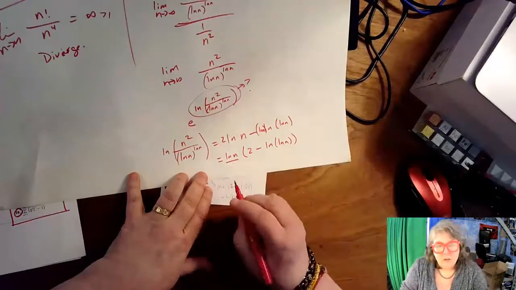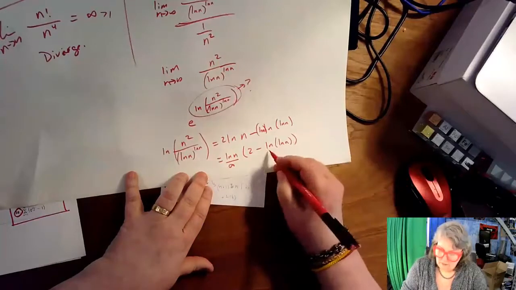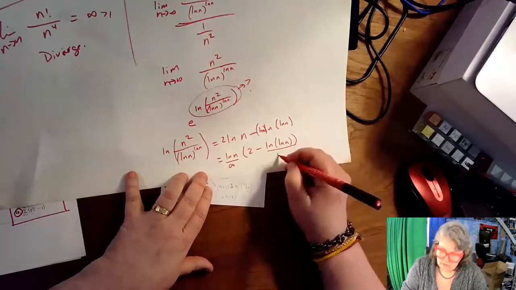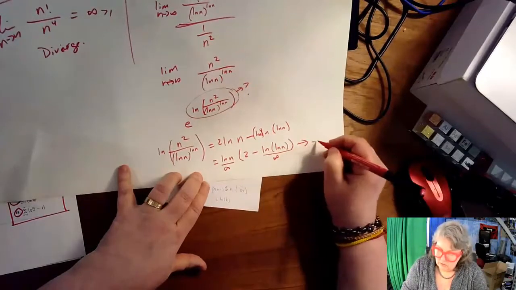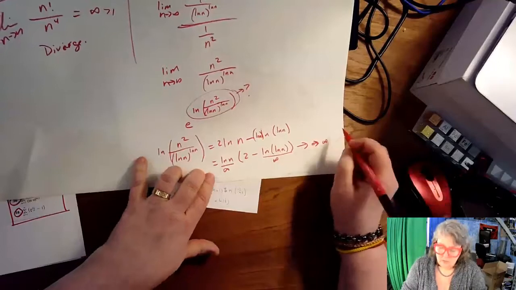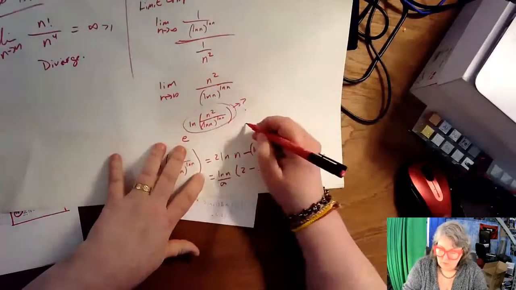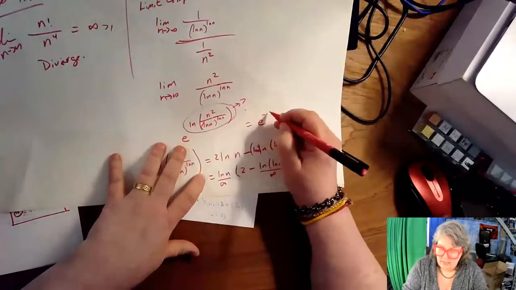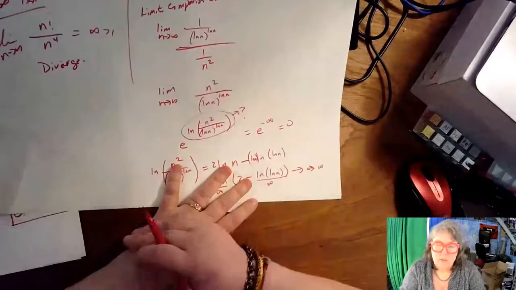This guy, natural log of n, goes to infinity. Natural log of n goes to infinity, and 2 minus infinity is negative infinity. So this is going to go to negative infinity. So going back here, I had e to all that. So I have e to the negative infinity. Ooh, that's really bad notation. Forgive me. Which is a 0.